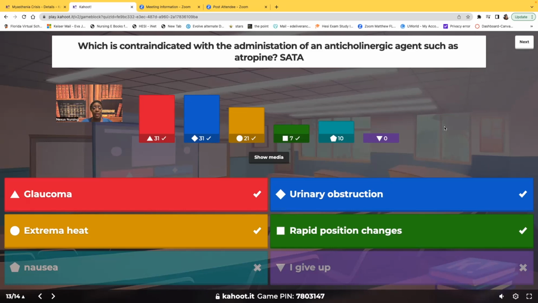Can't see, can't spit, can't pee. Can't pee. Why would you give this to somebody with urinary obstruction when we know an adverse effect of that medication is urinary retention? That's why they can't pee, right? And then rapid position changes. Why must they avoid rapid position change? Orthostatic hypotension. Those four, yes, those are contraindicated with anticholinergics such as atropine, but not nausea.